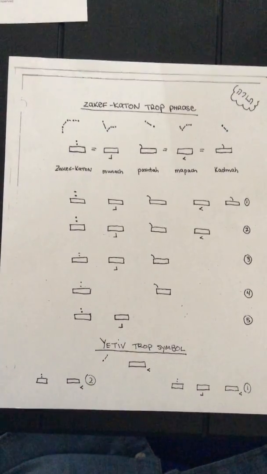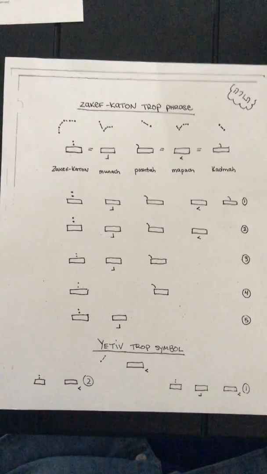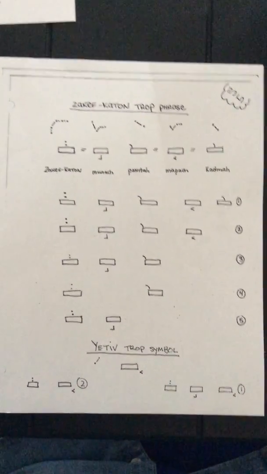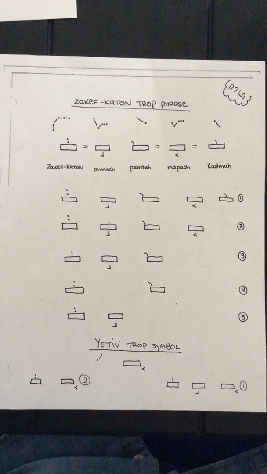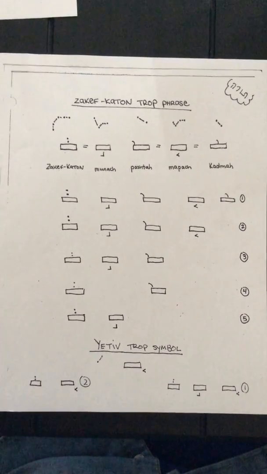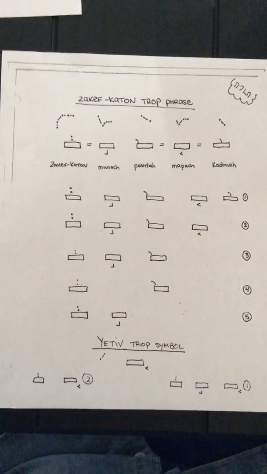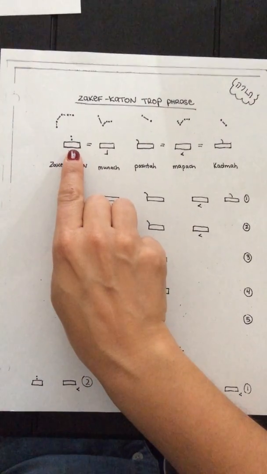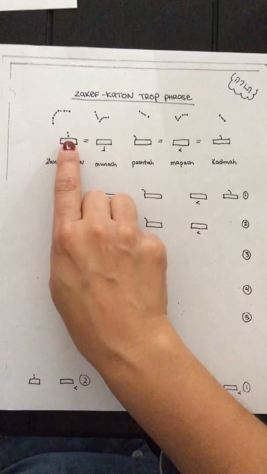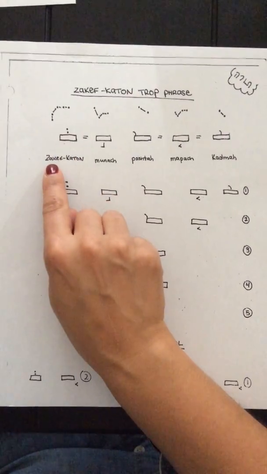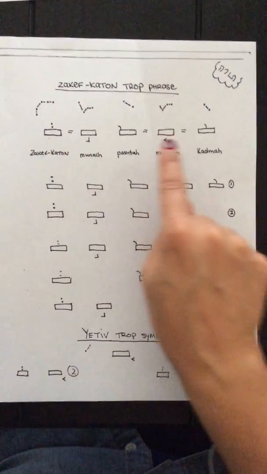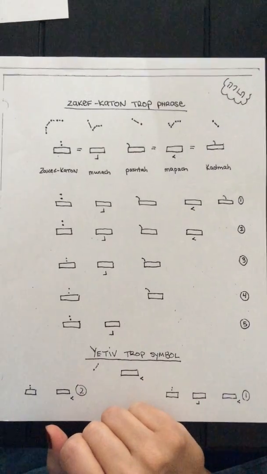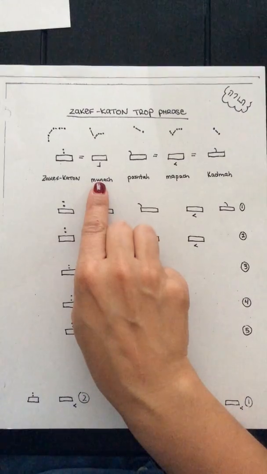Again, always remember that anytime you see a trope family, you will know what it is by the last trope of the family. So just like in Sof Pasuk, just like in Et Nachta, same thing here. Zakef Katon, which are the 2 dots on top of the Hebrew word, is the trope symbol called Zakef Katon, and therefore the whole family here is called the Zakef Katon family.